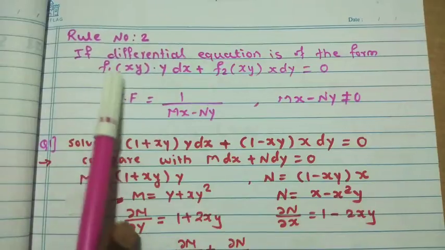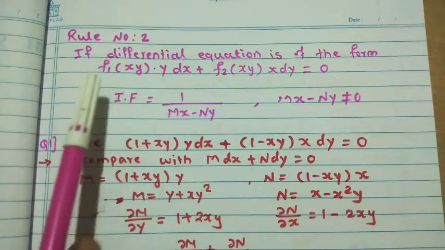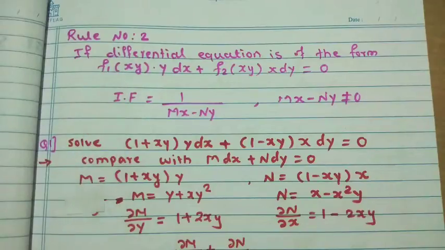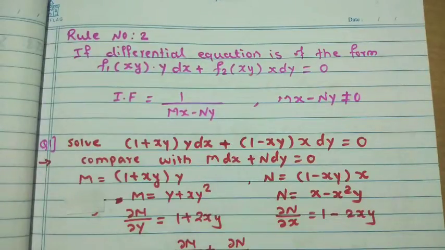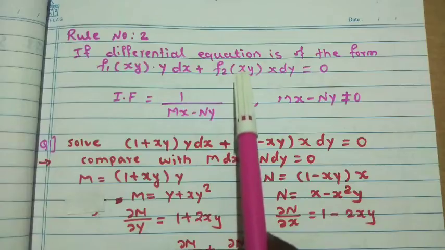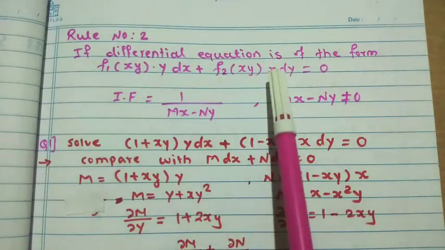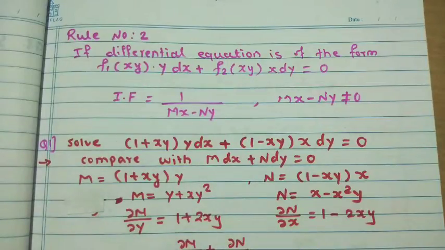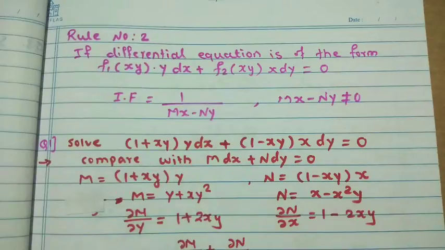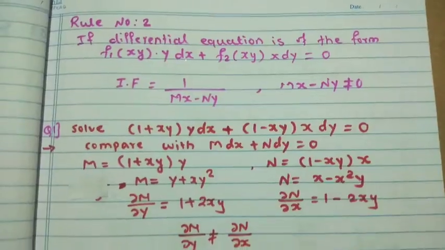Now what is the meaning of this f1 of xy? It is a function which is a product of the terms x and y, then into y is there. Similarly, f2 of xy means there is a function which is a product of x into y, then into x is there. If this kind of differential equation is there, then you can use the integrating factor 1 upon Mx minus Ny. Now obviously this is a non-homogeneous differential equation. We can consider it. So let's see the example based on this.